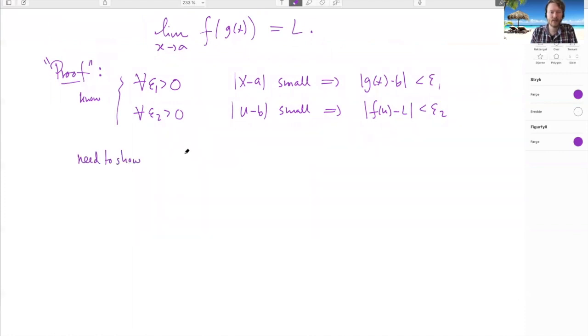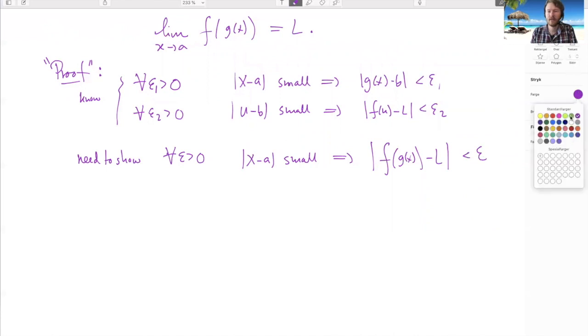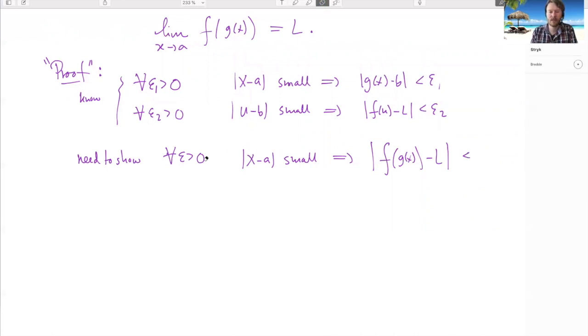Well, it's this, right? We need to show that for every epsilon, x minus a small implies that f of g of x minus L is smaller than this epsilon. And here, if I want to keep things a bit separate, I put my green epsilon. So this is my challenge. This is the arbitrary one which I should consider fixed and unknown. These others I can choose to be whatever I want, and in particular they can depend on the epsilon.